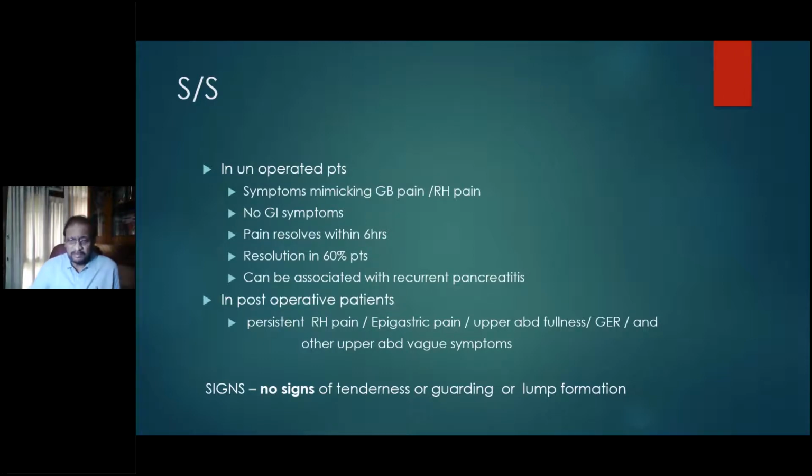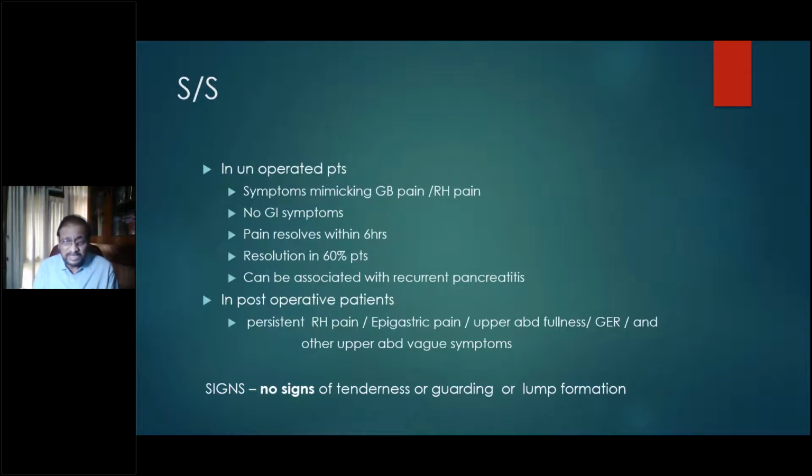So this was the more common patient. The post-operative patient, with persistence of the right hypochondrial pain, epigastric pain, upper fullness, GERD, and other vague upper abdominal symptoms. They are not able to explain. So basically, they are very vague, non-specific symptoms. And signs are very important.